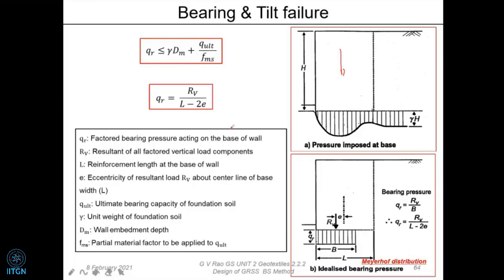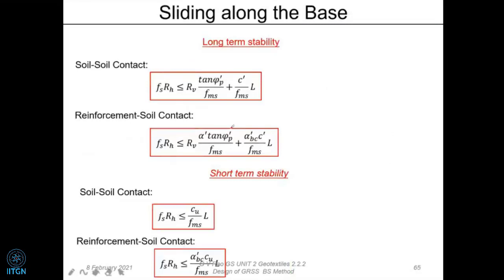In the same way, we keep analyzing like this, and also for sliding around the base. The entire thing is sliding around the base. For this, we are going to consider two things: the long-term stability and the short-term stability. Short-term stability becomes critical only when you have cohesion, that means a C-phi soil, otherwise we are not going to worry about short-term stability. The long-term stability obviously, in this case, is sand only. And C is also there.